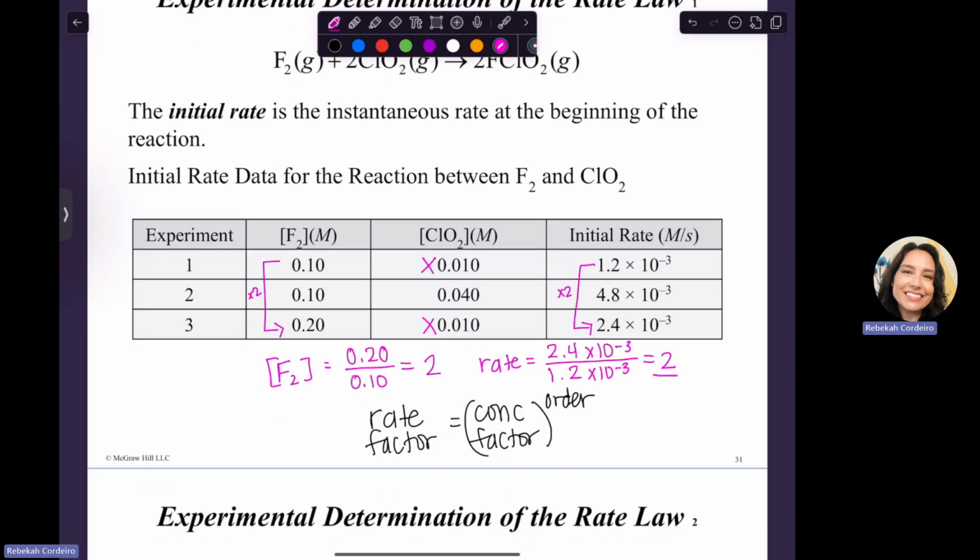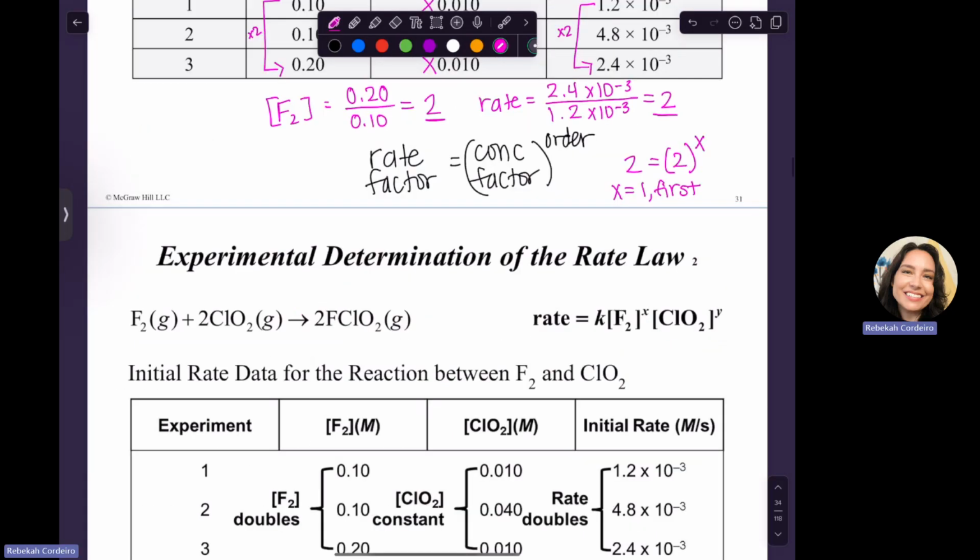So we plug that in here. The rate factor is 2. The concentration factor was 2, raised to the order. What is x here? 2 raised to the what is 2? Well, x would be equal to 1. So that would be called first order. When we write our rate law, we put a little 1 as an exponent for the F2. Why don't you do the same thing for the ClO2? See if you can figure out what order the ClO2 is.